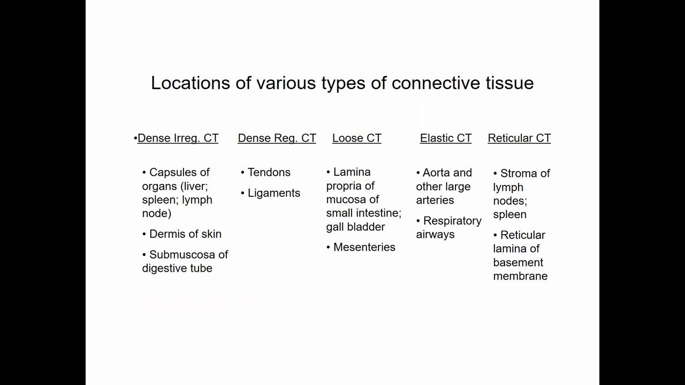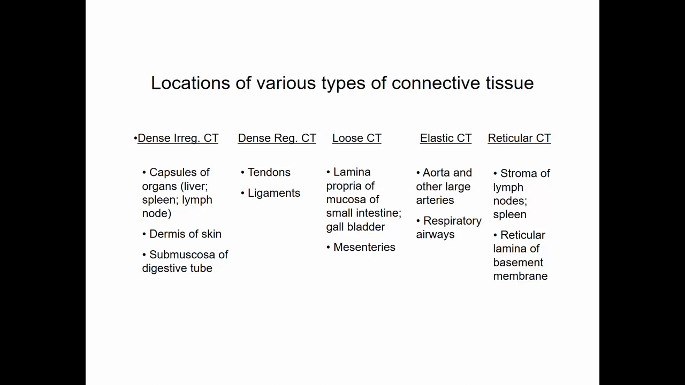So where are these tissues? I said that dense, irregular connective tissue will be in the capsules of organs, but also the dermis of the skin, the thick layer of the skin that is really the part of the skin with the mechanical properties that are important. The skin has to be able to stretch in all directions, and so it needs to have an irregular connective tissue.